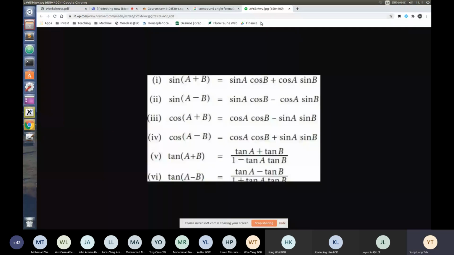As you can see, I'm trying to differentiate sine, so I have sine of x plus h. Sorry, sine x minus h? Sorry, is it x plus h or x minus h? Oh yeah, it's x plus h. So for x plus h, I need the first formula, so I'm just going to copy and paste this one.